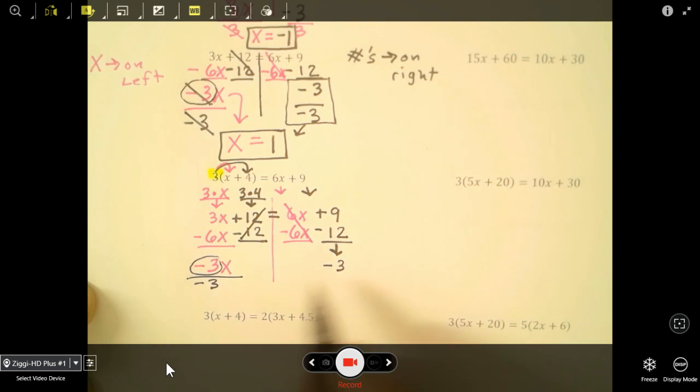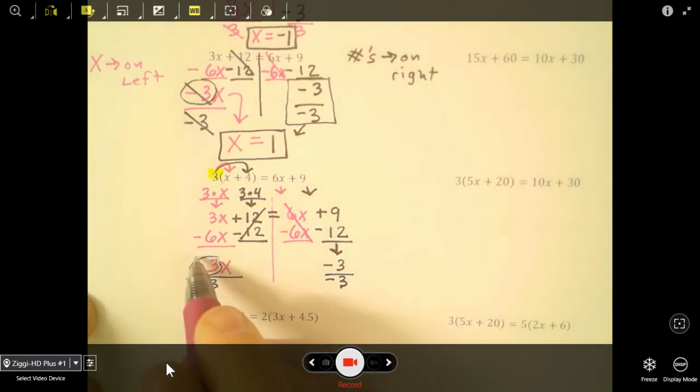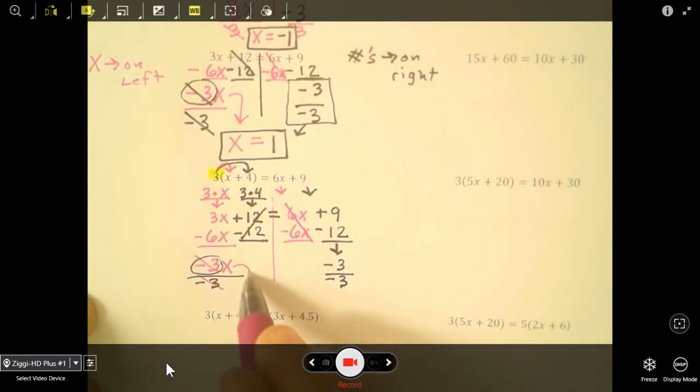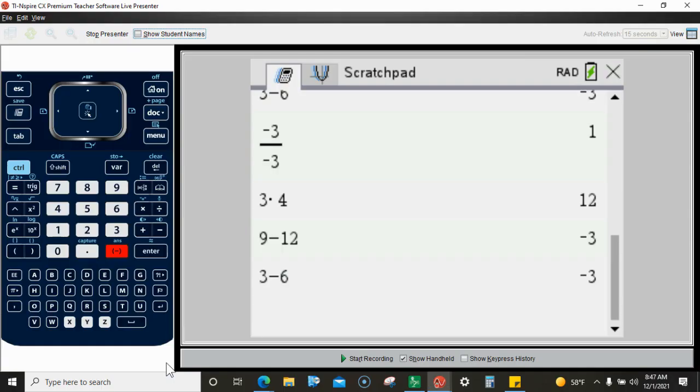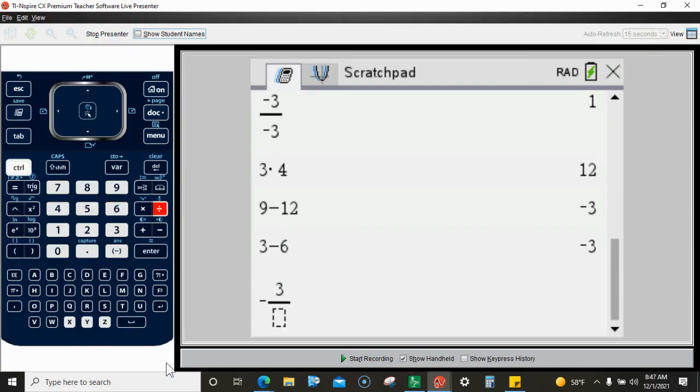Now if I divide on the left, I also have to divide on the right. And what I end up with is negative 3 going into negative 3 one time. So that just leaves me with 1x. And that's going to be equal to whatever negative 3 divided by negative 3 is. So if I go back to my calculator, negative 3 divided by negative 3.